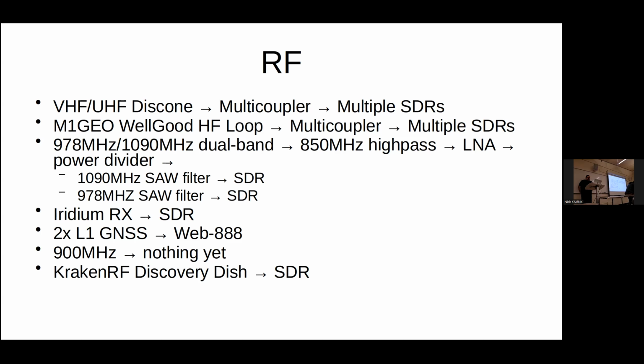RF path is fun. I've got a bunch of antennas. They go through a bunch of different things. Multi-couplers are your friend when you're doing stuff like this. It is a power divider and isolator that also includes a low noise amplifier to effectively overcome the loss you see from the power dividers. So it kind of gives you a unity gain output on multiple ports.